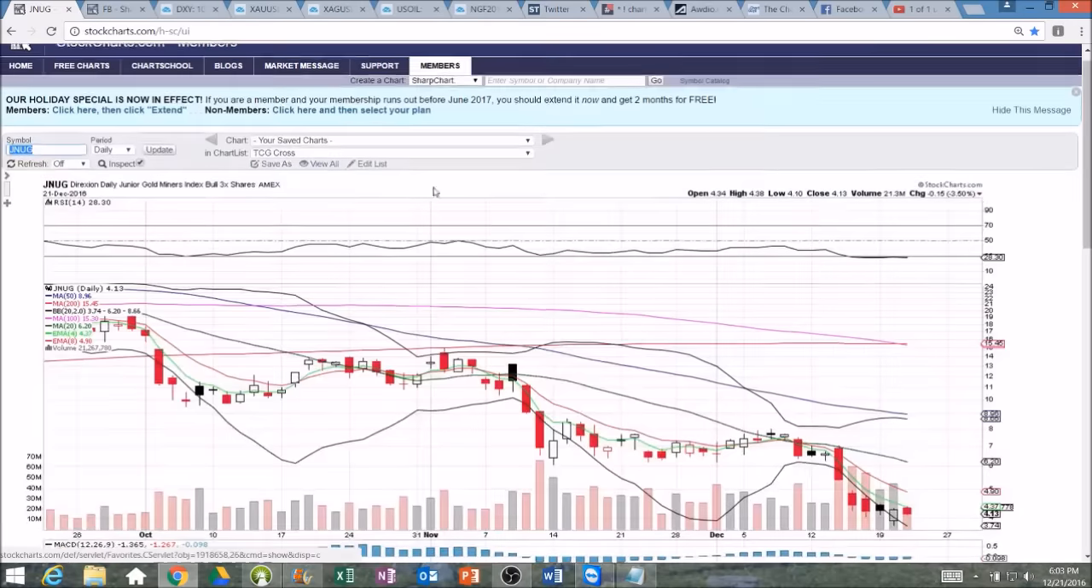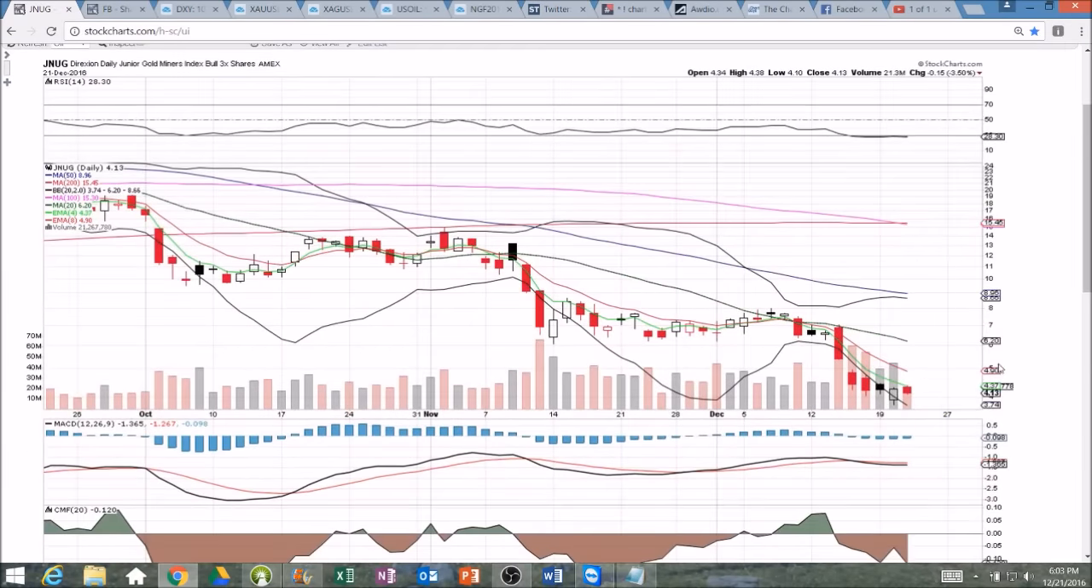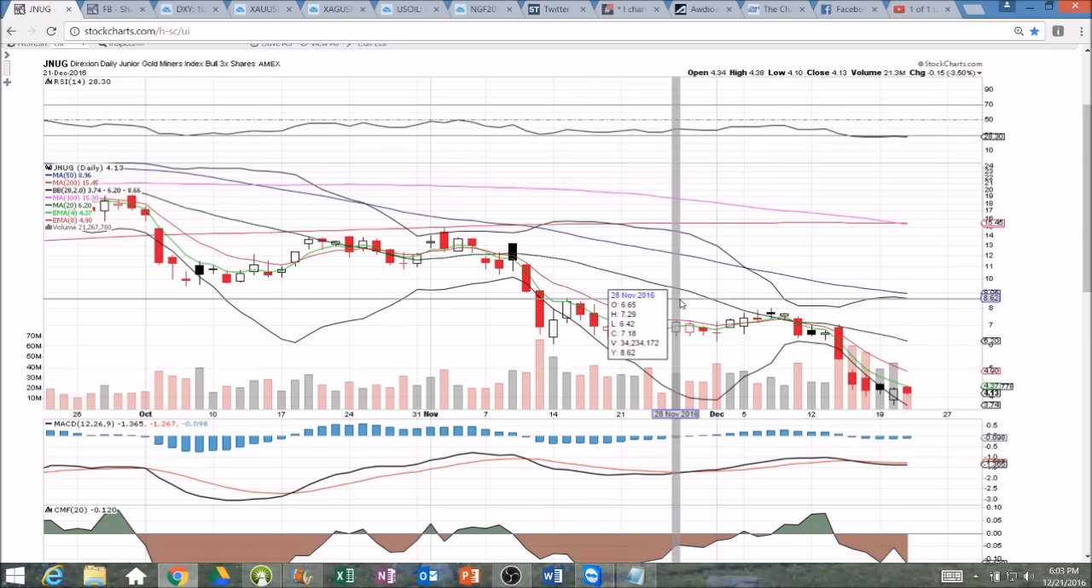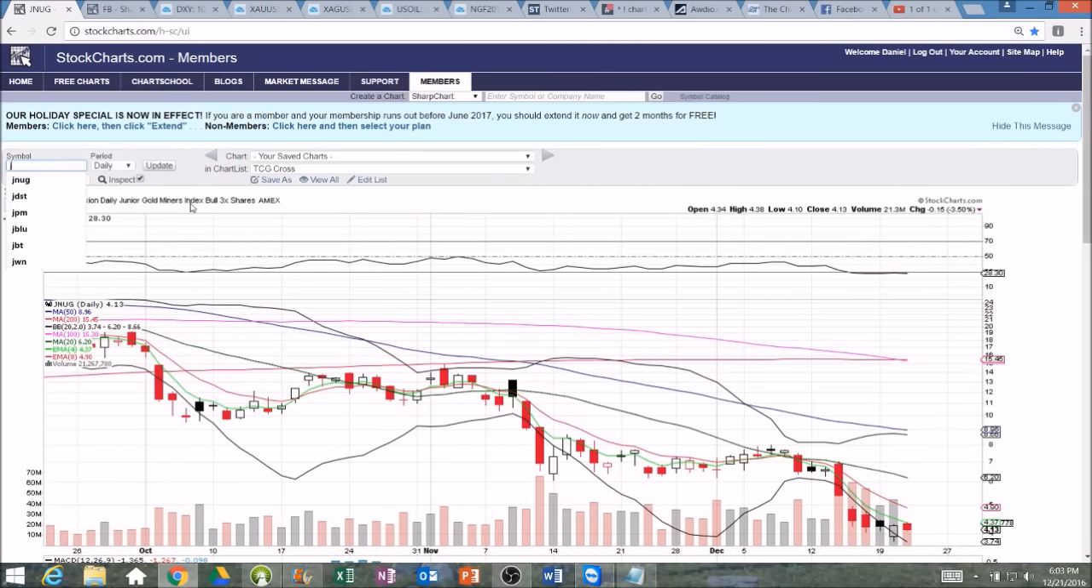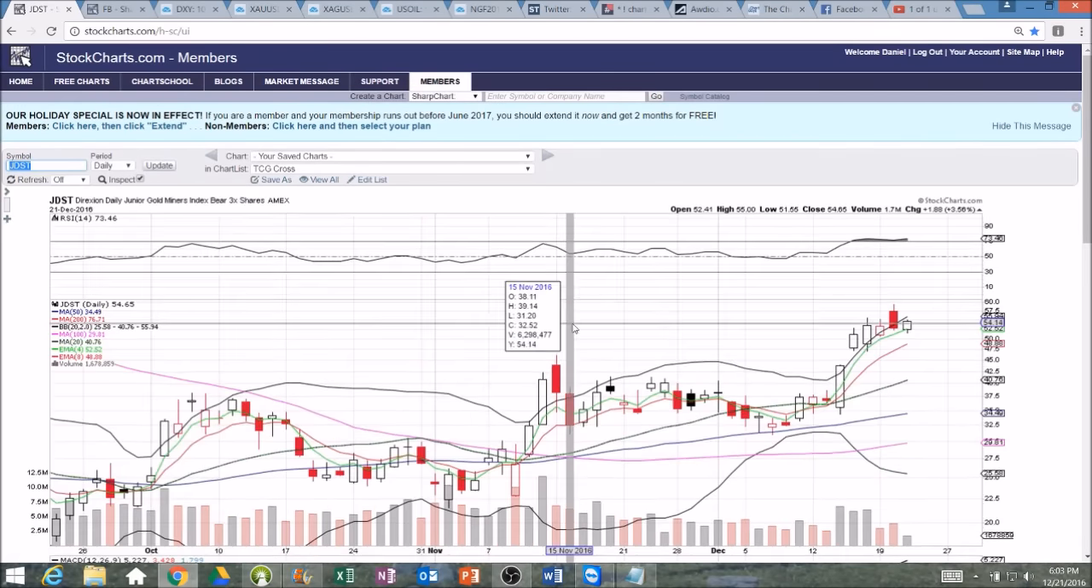We know JNUG is a little bit weaker, and we can see the close at the low of the day on JNUG, not as weak a close on NUGT. Not confirming the bullish reversal candlestick. That's what stands out number one here on JNUG. Bears still in control. Checking in on the bears.